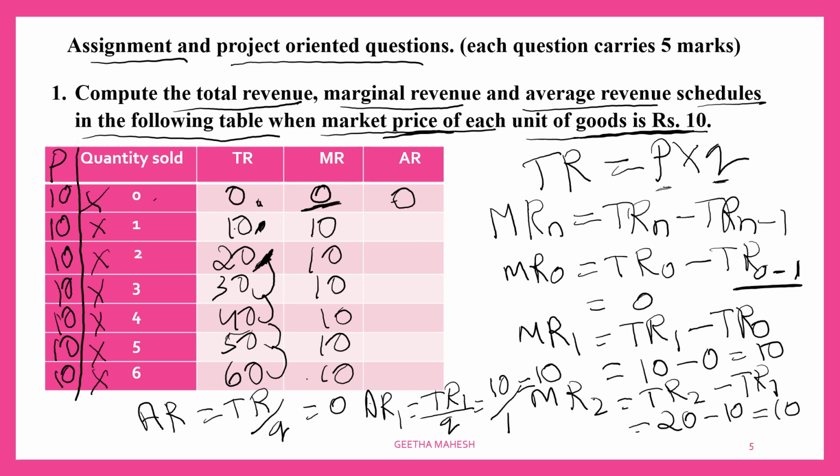You can divide 10 divided by 1, you will get 10. 20 divided by 2, you will get 10. 30 divided by 3, you will again get 10. In a similar way you can calculate all the values. 60 divided by 6, you will get 10. So in this way we need to calculate total revenue, marginal revenue and average revenue. Dear students, easily you can get 5 on 5.